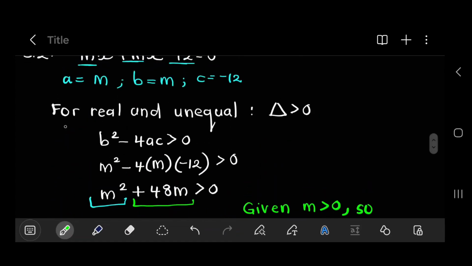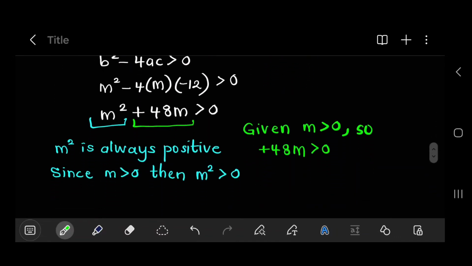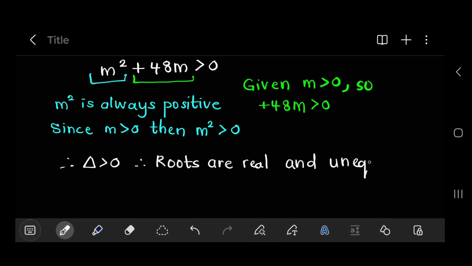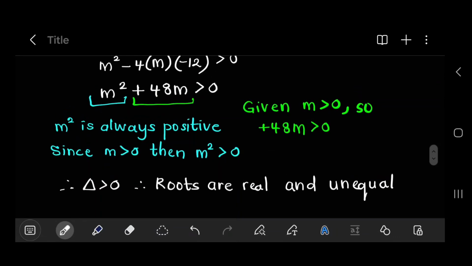And we only get real and unequal roots when the discriminant is greater than 0. Greater than 0 means positive. Now, based on this explanation that we gave here, we can say, therefore, the discriminant is greater than 0. Therefore, the roots are real and unequal. So yeah, this question was different in the sense that you were not solving for m at all.